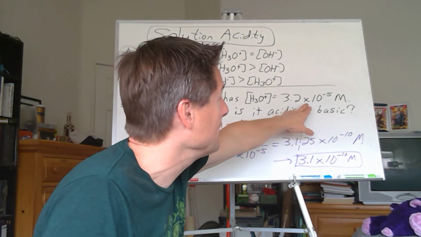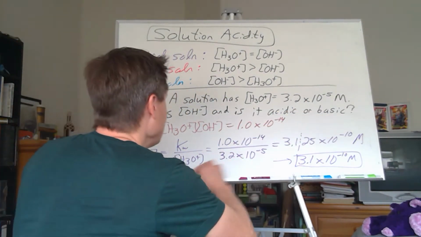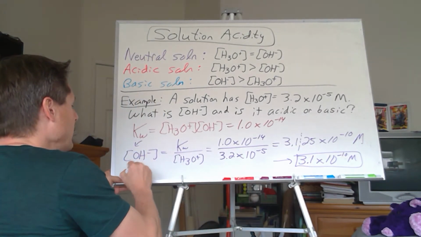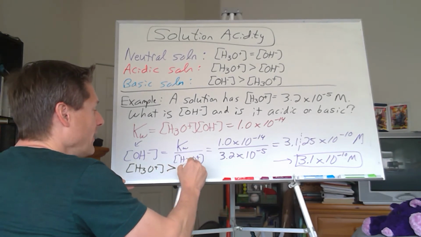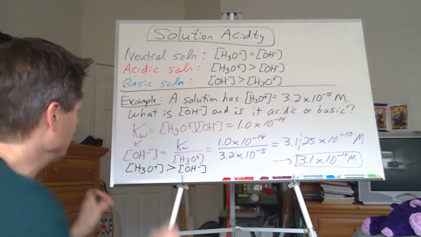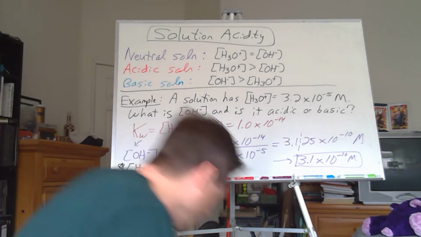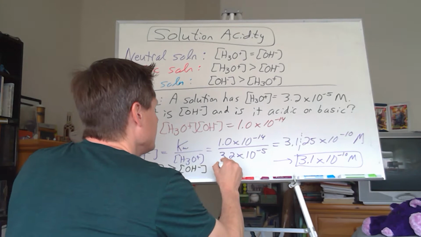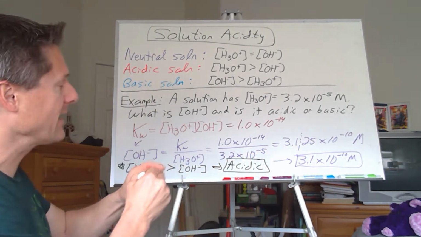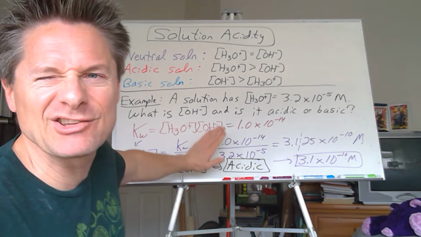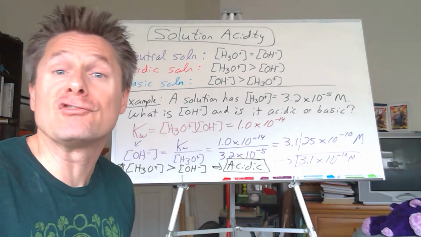But I know 3.2 times 10 to the minus 5th is bigger than 3.1 times 10 to the minus 10th. So I can safely write that the hydronium ion concentration is greater than the hydroxide ion concentration. So hydronium is bigger, therefore that makes this an acidic solution. So I'm going to put acidic there, in brackets. And we get tired of writing solution over and over, so you see SOLN. That's a nice abbreviation for solution we'll run into.